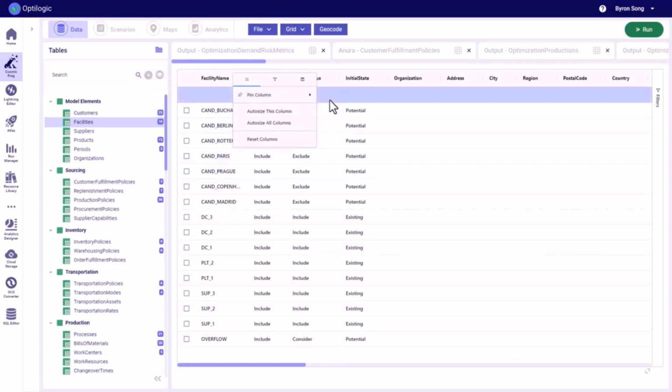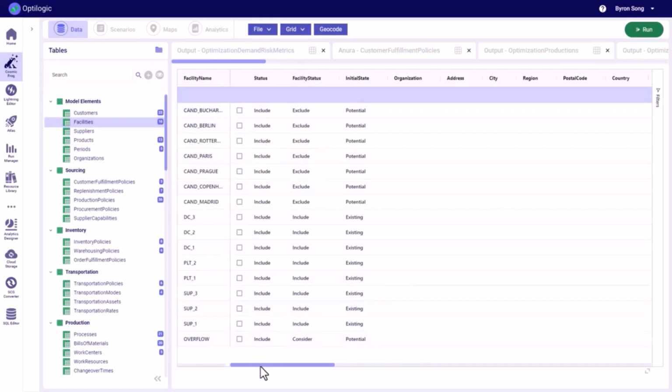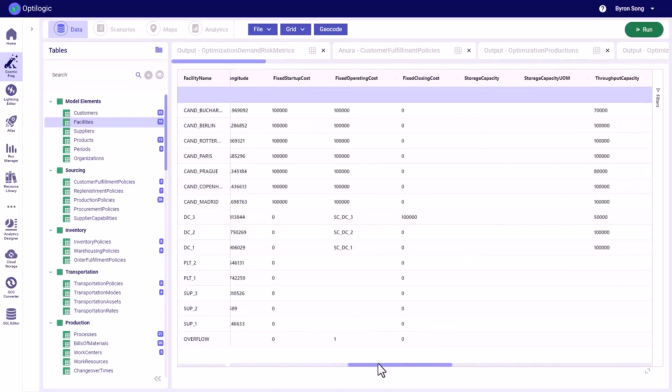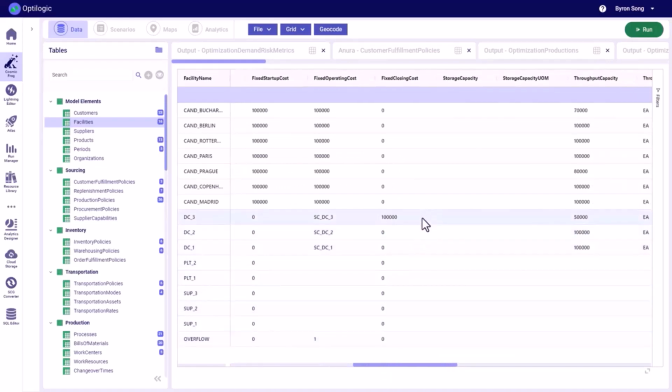If we pin the column to the left and scroll to the right hand side, we can see some additional information we've set up here. So for the candidate DCs, we have some startup cost and fixed operating cost set up. So the model will have to consider these costs before opening these sites up. We also define the throughput capacity of the candidate DCs and the existing DCs. And we can see there's a throughput capacity limit for the existing DCs, and the DC3 is a smaller DC.